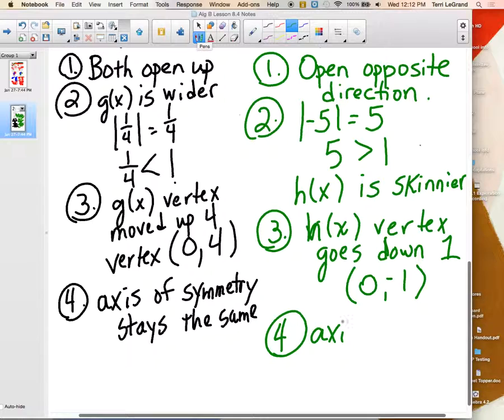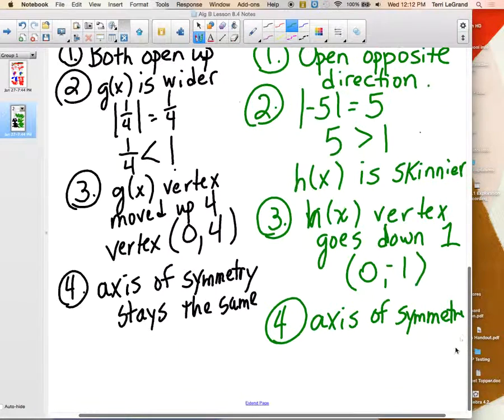You guys are going to be so good at spelling axis and so good at spelling symmetry. You already knew how to spell stays the same. I know you did. And we're not using abbreviations. We're going to practice our handwriting skills also, along with our math skills.